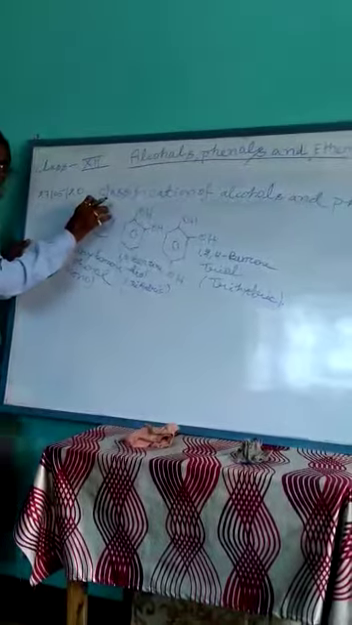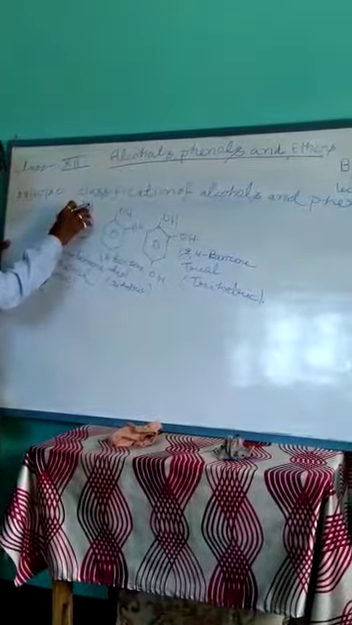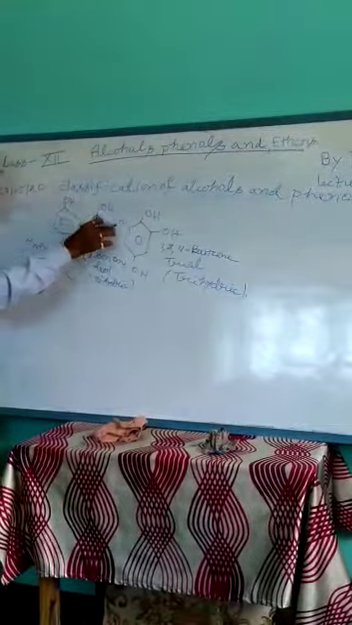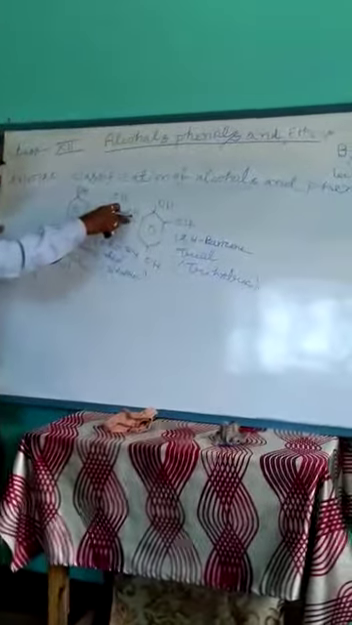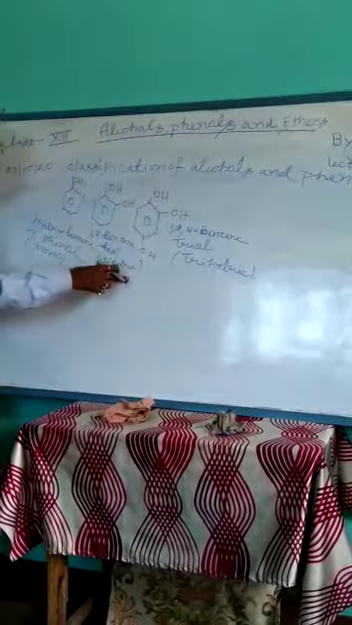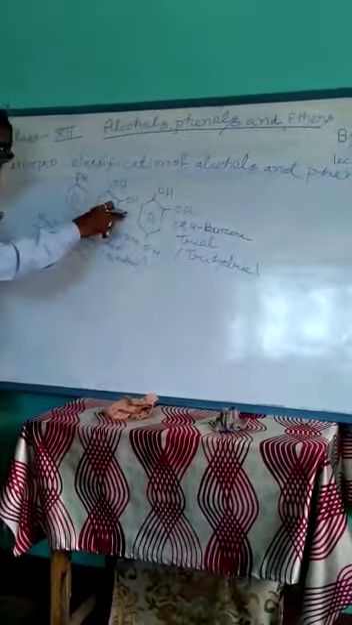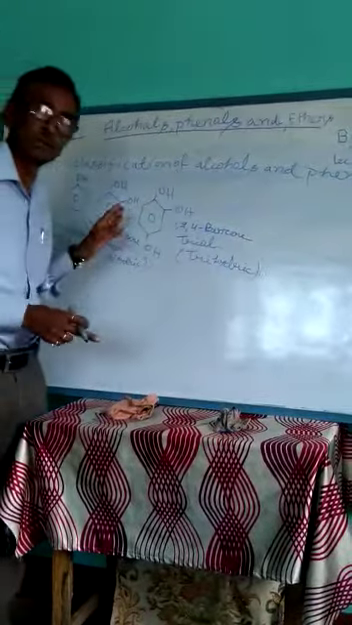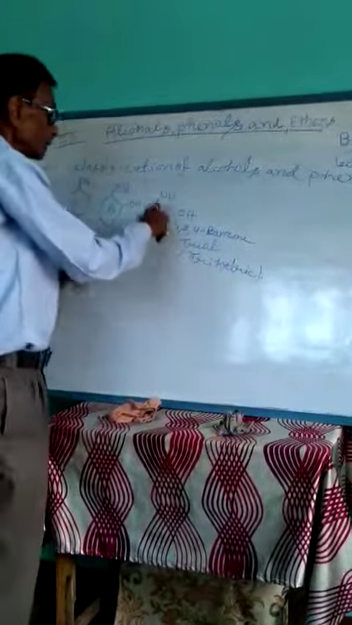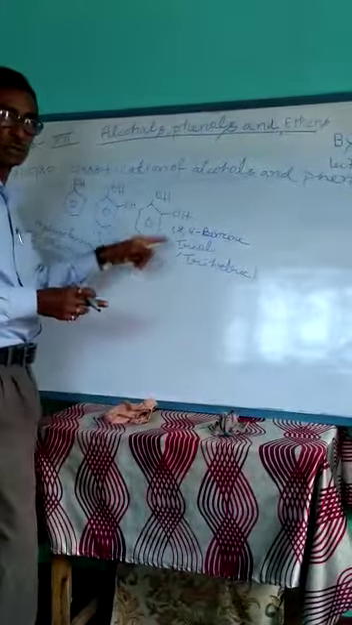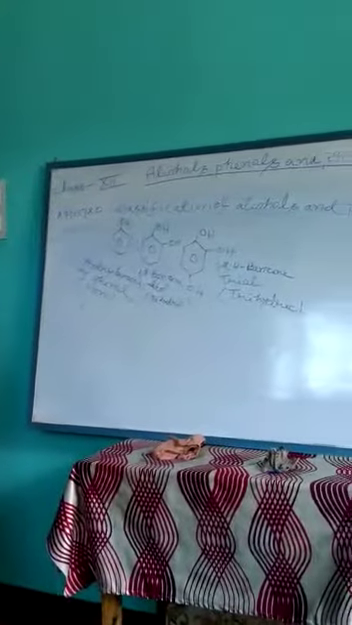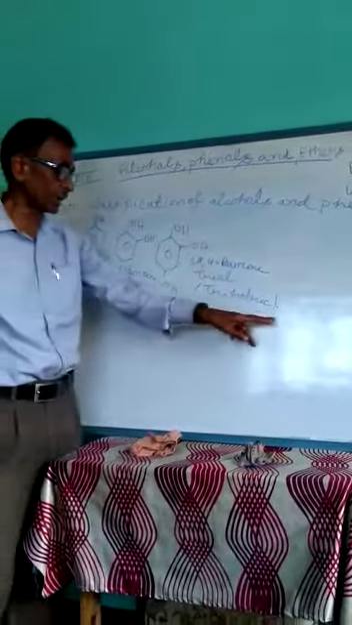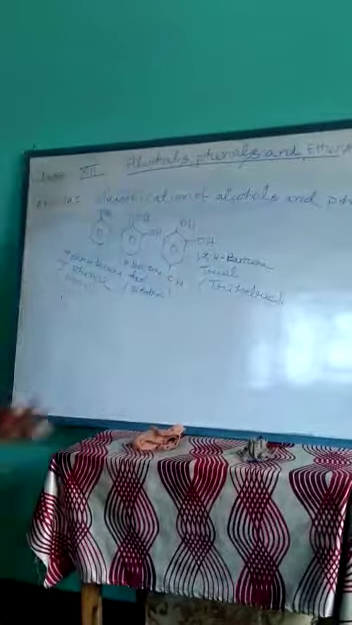Here you see that one hydroxy group is present, so this is known as monohydric alcohol. Here two hydroxy groups are present, so it is known as dihydric alcohols and named as diol in IUPAC. Here three hydroxy groups are present, so they are named in IUPAC system as triol, and this is your trihydric alcohols.